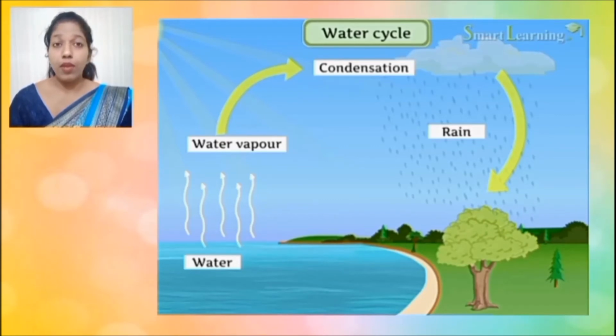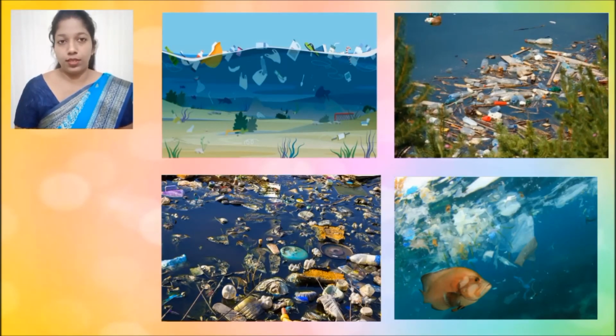Children, can you tell me why the water cycle is important for us? We get water through rain and never run out of water due to the water cycle. Children, see these pictures. Can you drink this water? We cannot drink this water. Drinking dirty water will make us sick.